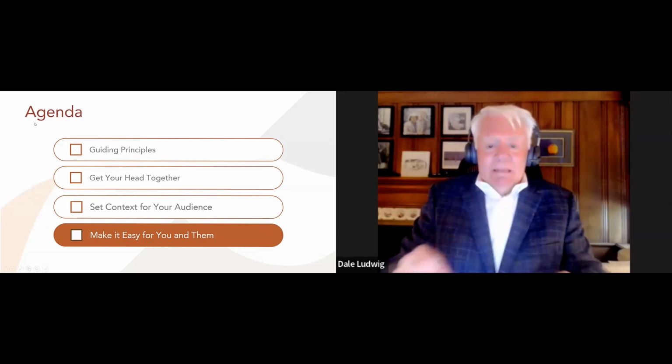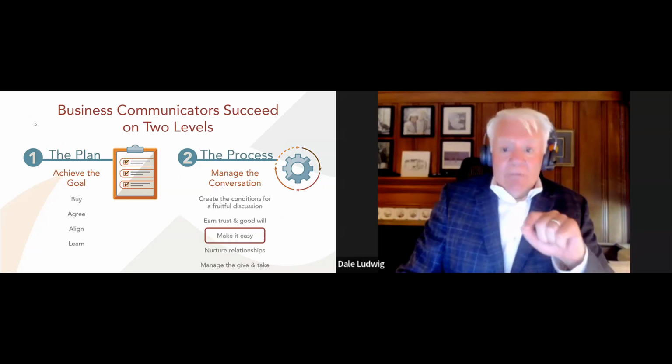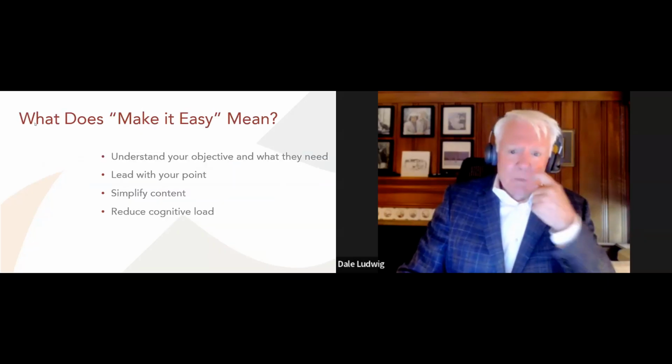Okay, make it easy for you and them. Let's go through this. Now you saw this slide earlier. What I want to focus on here is, of course, make it easy on the right-hand side. So what does this mean?